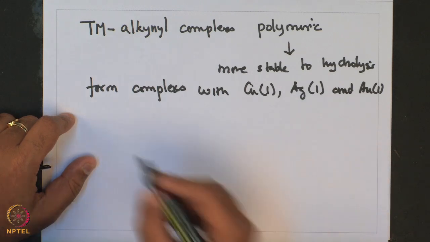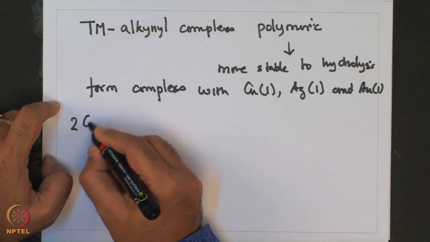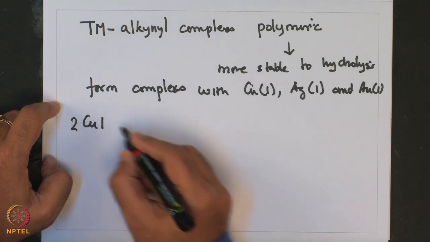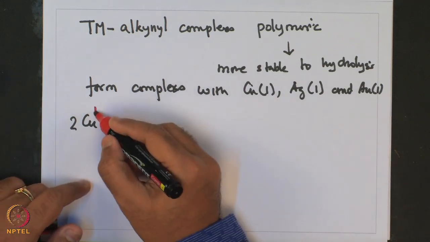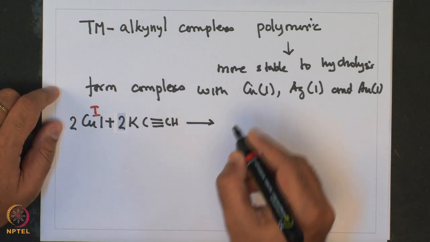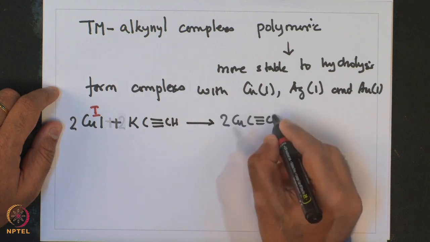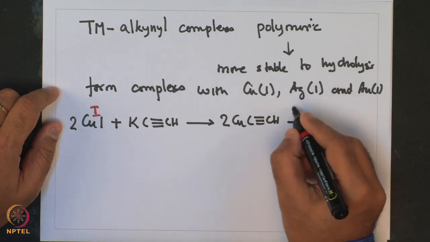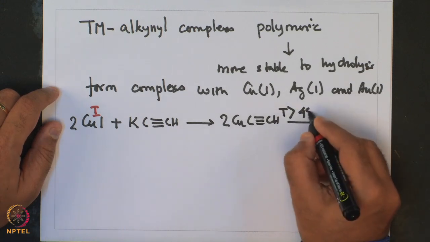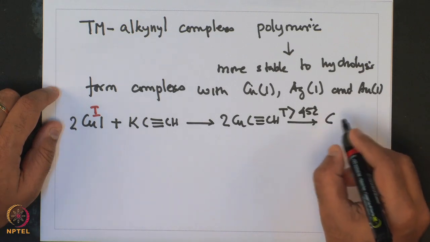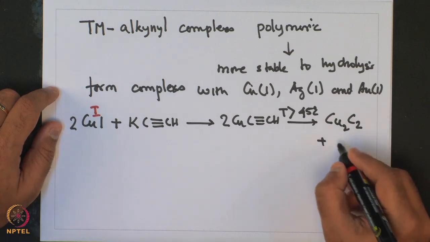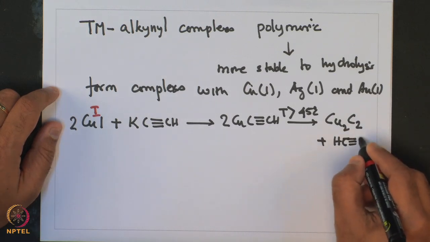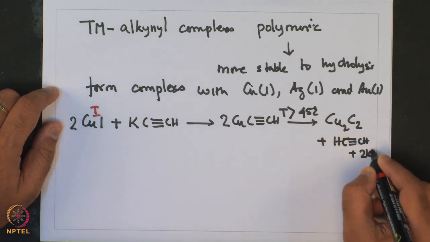Here is an example of the formation of a copper acetylide complex, which starts with copper iodide, where copper is in +1 oxidation state that reacts with potassium acetylide to give copper acetylide, which above 45 degrees centigrade gives Cu2C2 plus acetylene plus 2 KI.